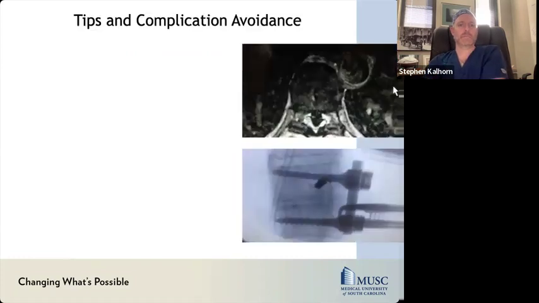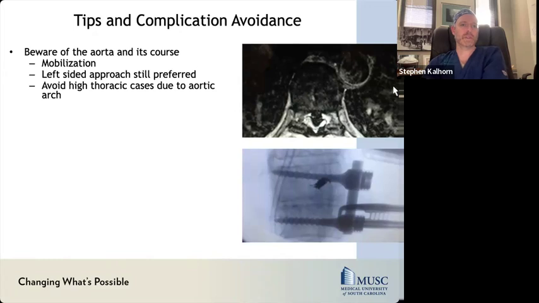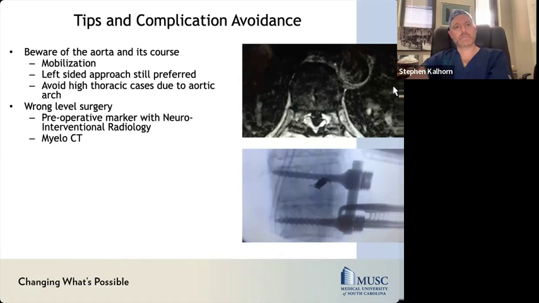So just a couple tips, if you're going to approach these things from the retropleural approach: beware of the aorta on its course. It will mobilize, like I mentioned. You really can't get to high thoracic disc levels, which is another problem with this approach. You're not going to go up at T1, T2, T3, T4, all these levels, because of the aortic arch and the mediastinum. And so that is a limitation of the approach.